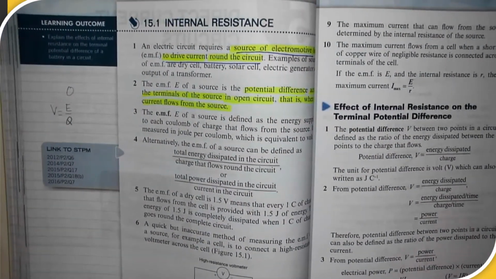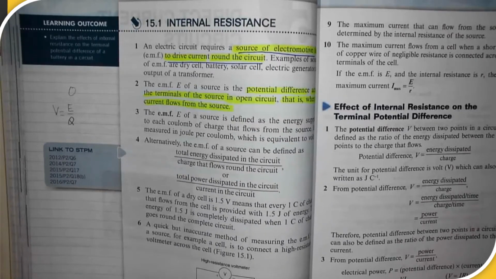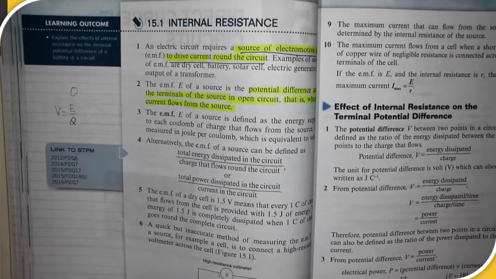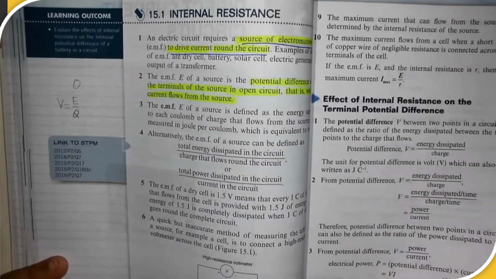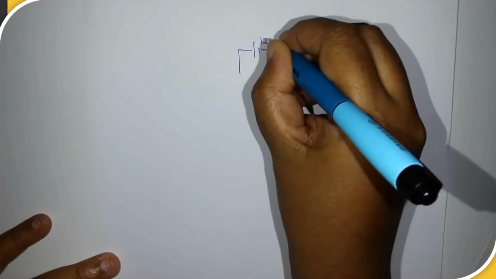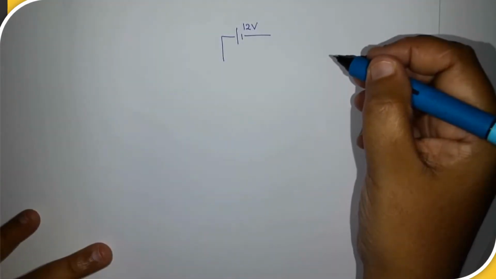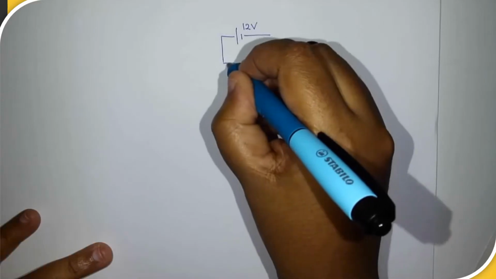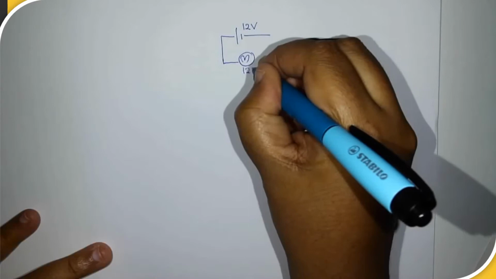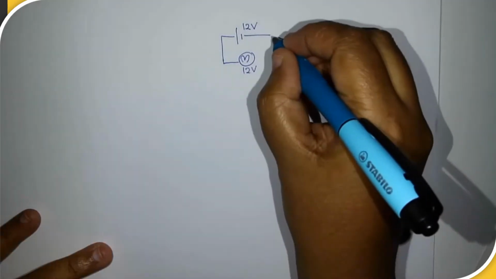Electromotive force is not a force at all. So if it is not a force, then what is EMF and what is the source of EMF? To answer this question, we consider a very simple circuit where we have a 12-volt battery connected to a lamp, which is also a 12-volt lamp. They are attached together.